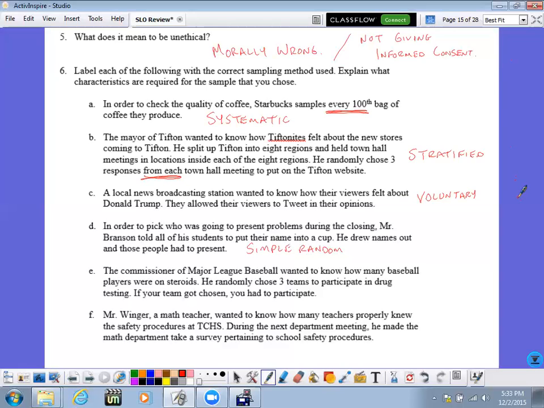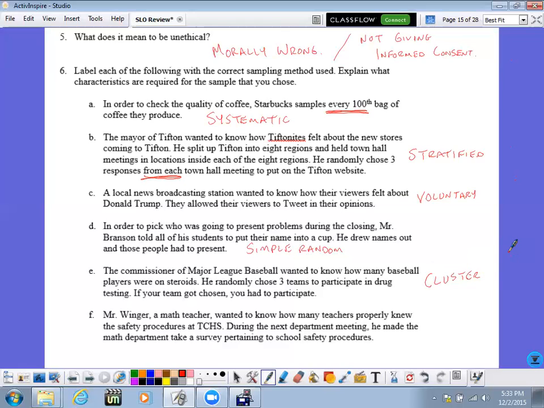Letter E, the commissioner of Major League Baseball wanted to know how many baseball players were on steroids. He randomly chose 3 teams to participate in drug testing. If your team got chosen, you had to participate. So it was random. There were groups based off of that. They're split into teams. And if the team got chosen, everybody had to be there. So the whole group, it's a cluster random sample.